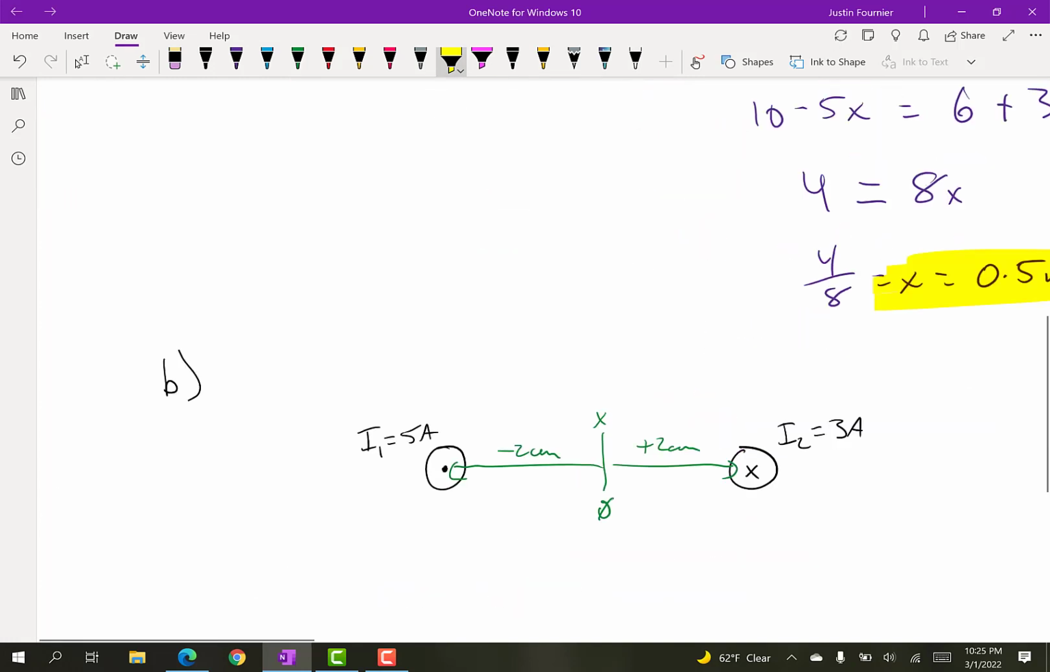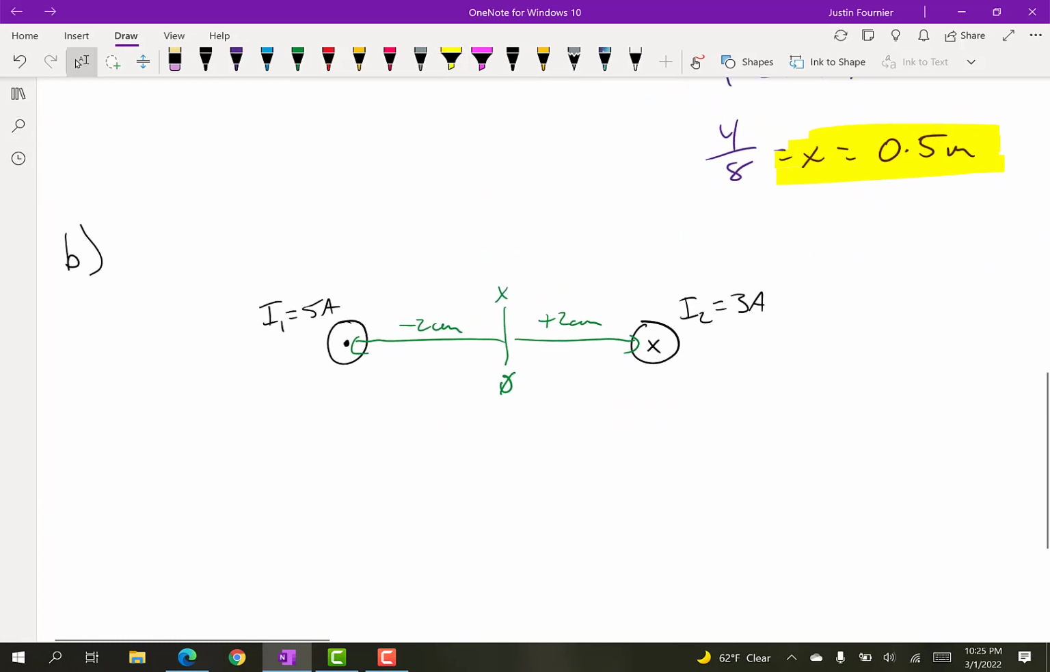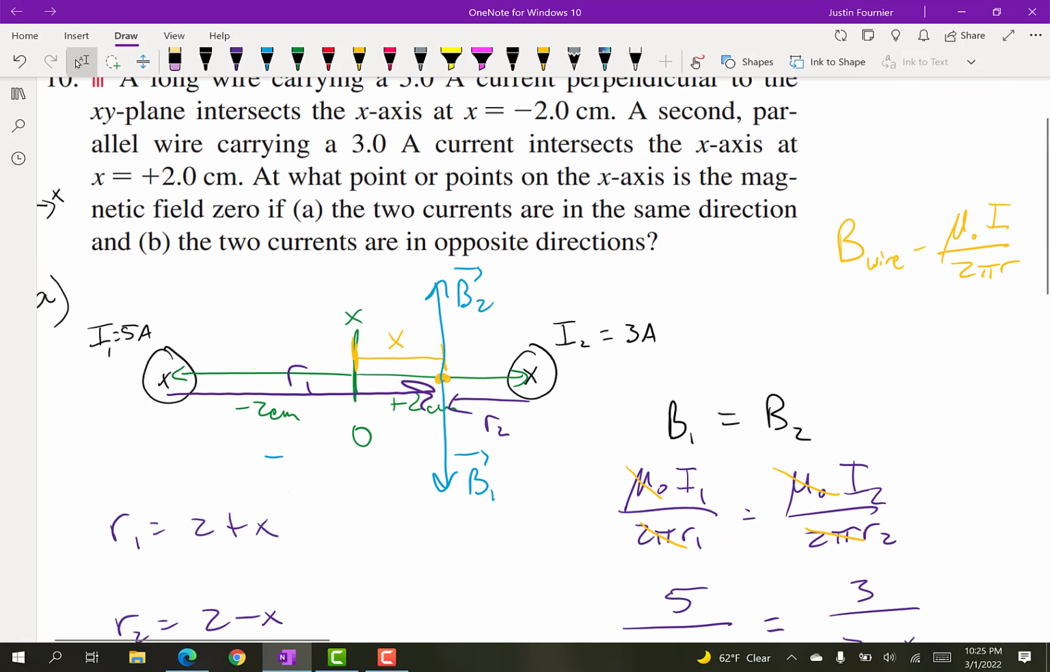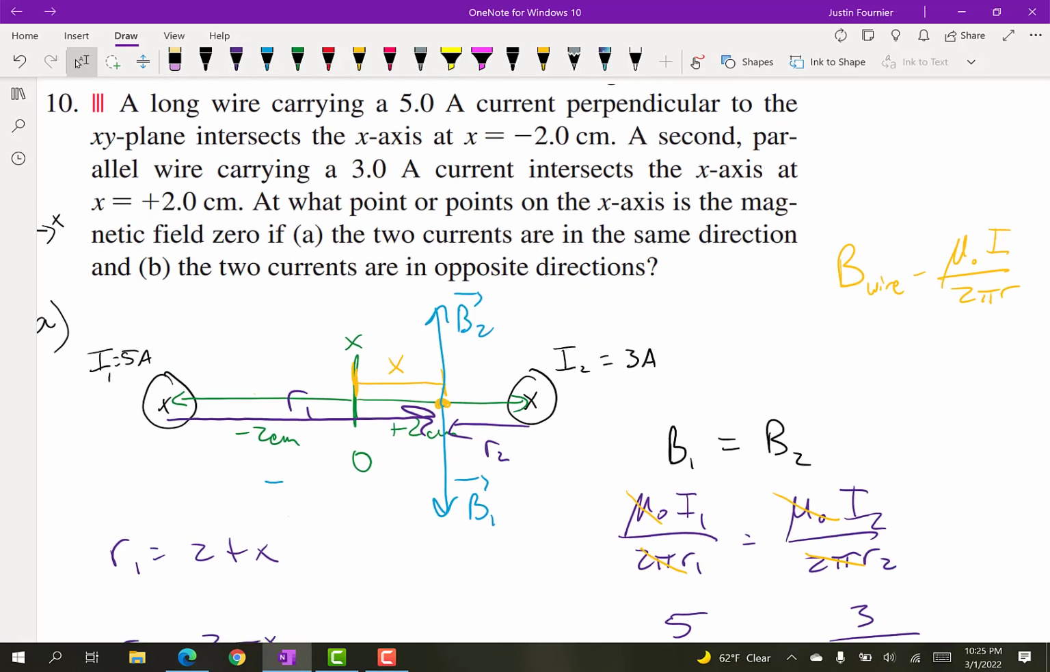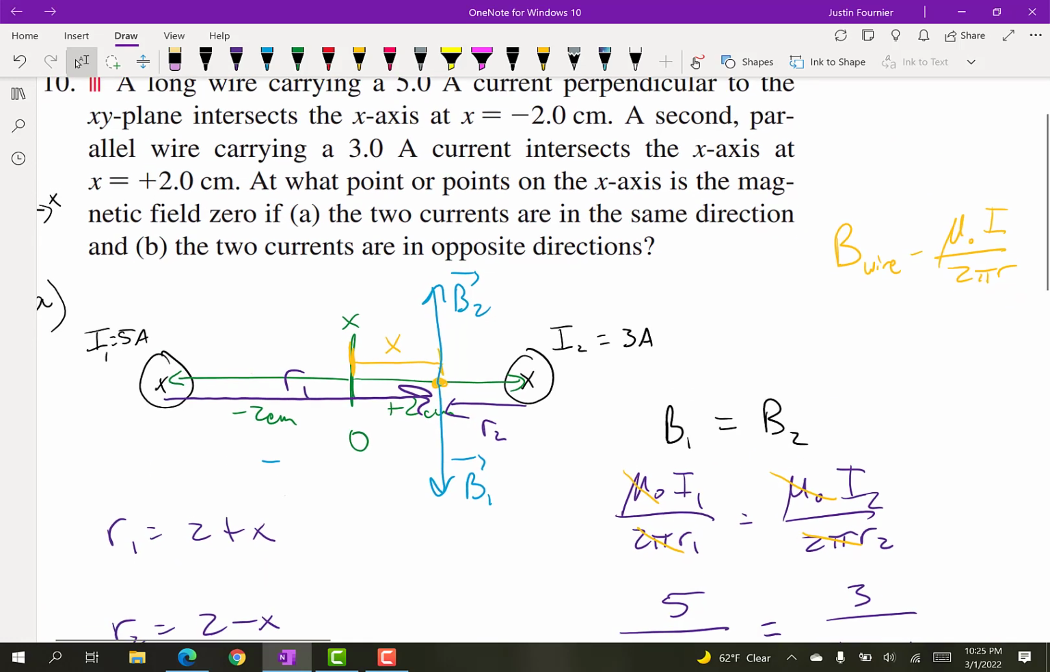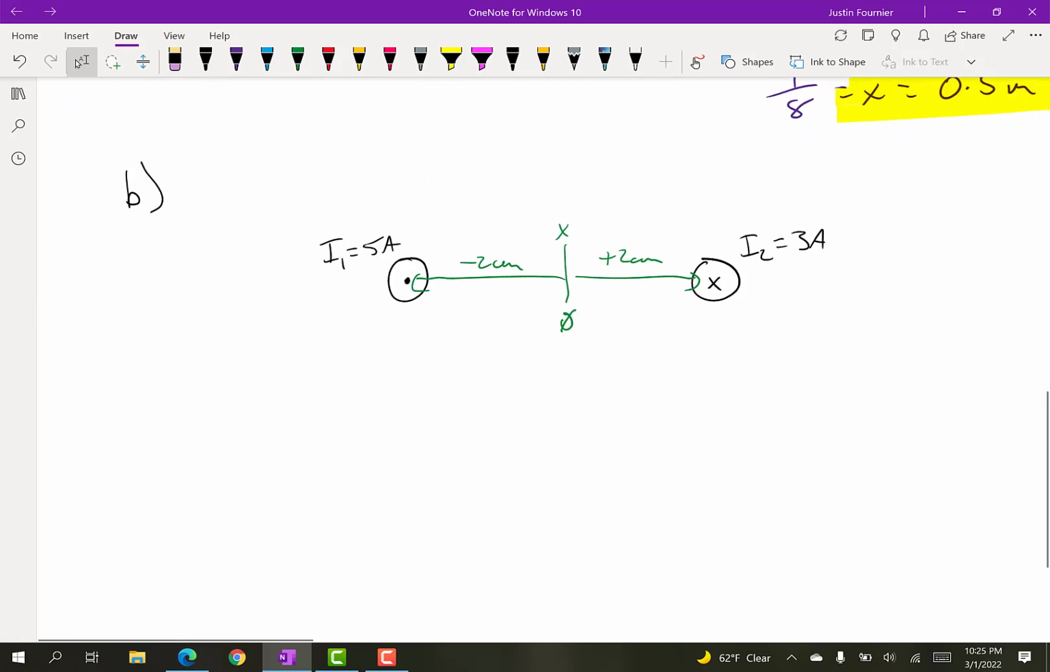All right, let's go to the next one. Same situation applies, but now they're pointing in opposite directions. So I don't think it matters whether the two currents are in the same direction or the two currents are in opposite directions. Okay, so now they're in opposite directions.